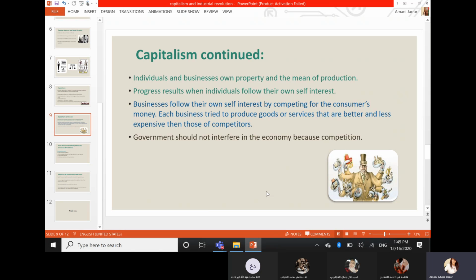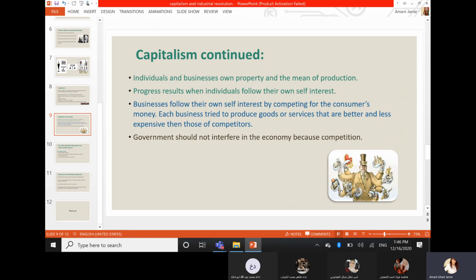So we talk about individuals who follow their own self-interest. Okay, so we are talking here about progress and self-interests. We are talking about businesses that act according to self-interest. They compete, for example, for the consumer's money. They want the consumer's money, so that is the target. So each business tries to produce its own goods and services. And here we are talking about two things in competition. It's not only goods, it's also services. This is a new term at that time. And, of course, the better you are and the less expensive, that makes it better for the competition.